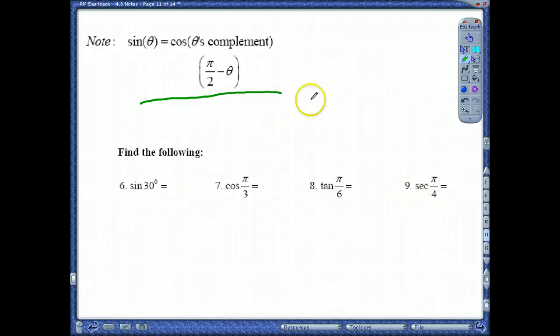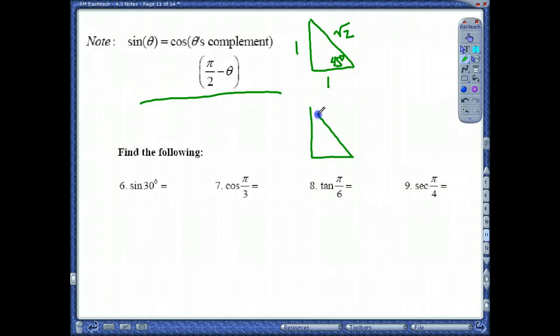Those are all special angles, so I'm going to draw my triangle. Notice I am drawing it again. I'm not going to look at the ones I already have because I want to make sure that I understand these angles. So I'm going to draw them over and over and over until I have them down. 1, 2, square root of 3. So when they ask me for the sine of 30, I know that's opposite over hypotenuse. So there's my 30. The opposite side is 1. The hypotenuse is 2. So that's going to be 1/2.